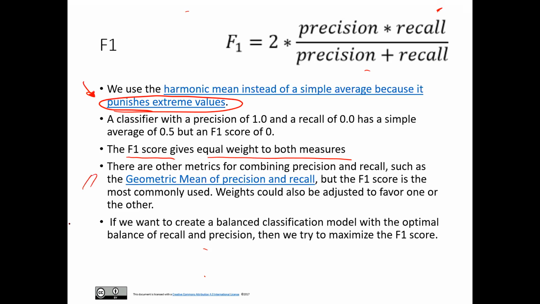There are other ways of calculating this. There are other metrics for combining precision and recall, such as the geometric mean of precision and recall, but the F1 score is the most commonly used.